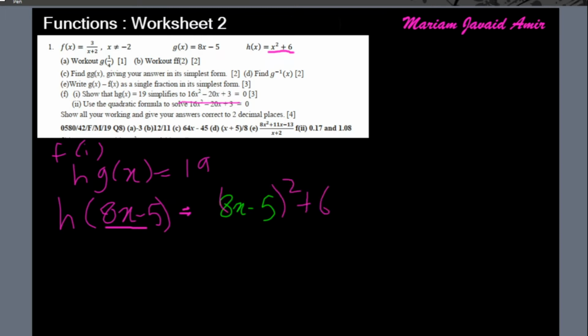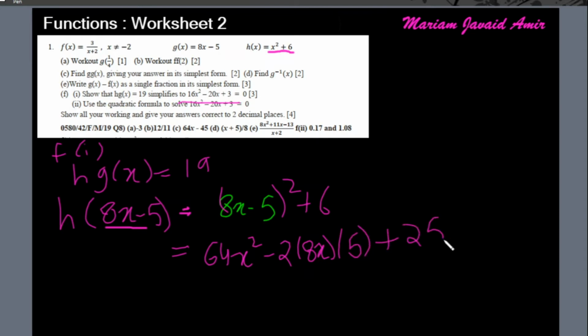plus 6. Open this and we'll get a squared minus 2ab plus b squared, plus 6. So we get 64x squared minus 80x plus 31.